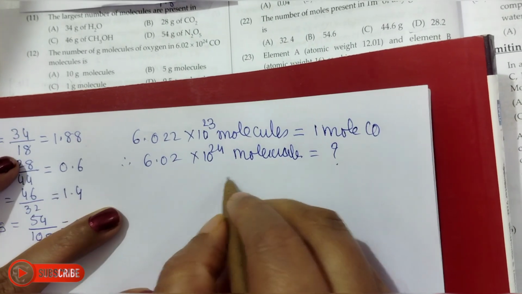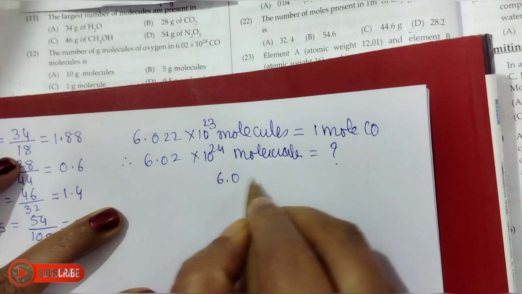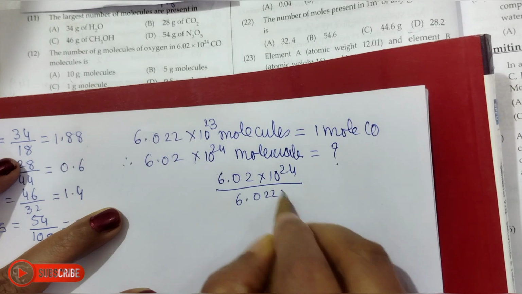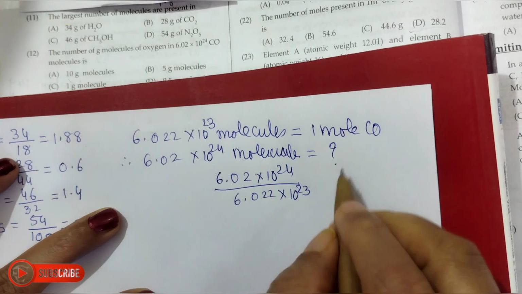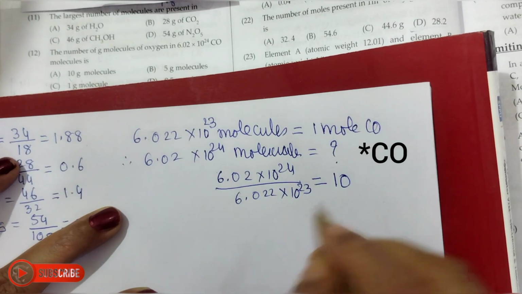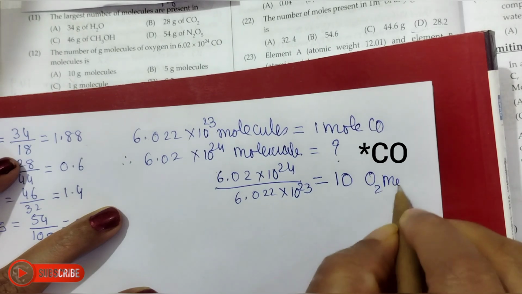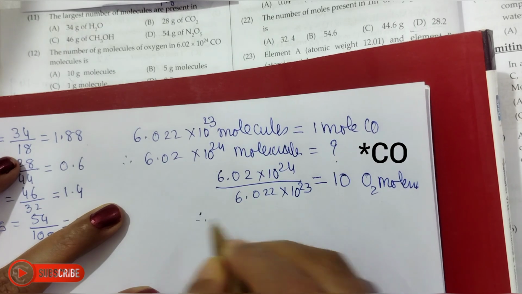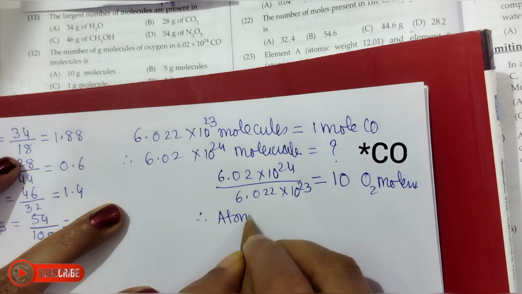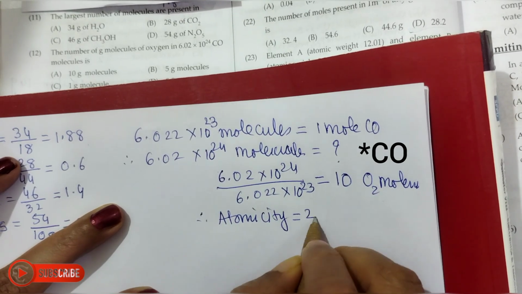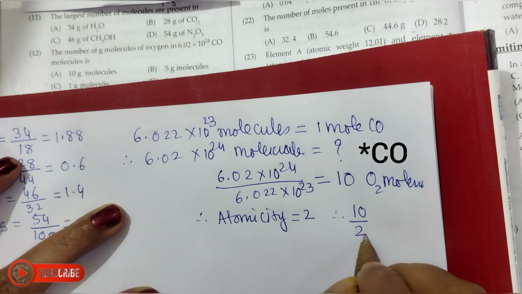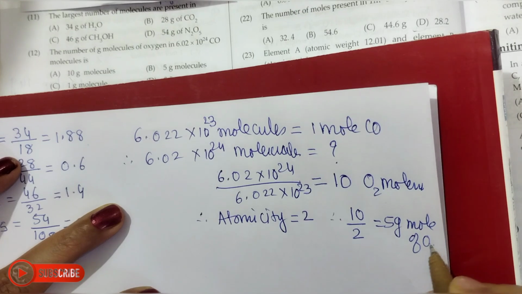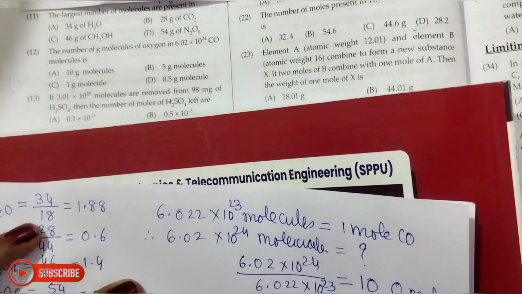Simply by cross multiplication, you get 6.02 into 10 raised to 24 divided by 6.022 into 10 raised to 23. So if you calculate this, you will get an answer of 10. So this is for the oxygen molecule. And they are asking for oxygen here in carbon monoxide. So therefore, atomicity of oxygen is 2, and therefore it will be 10 divided by 2, that is 5 gram mole of oxygen. So your answer here is the second option.